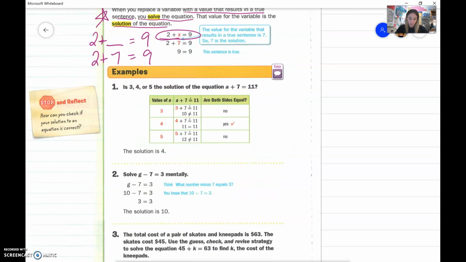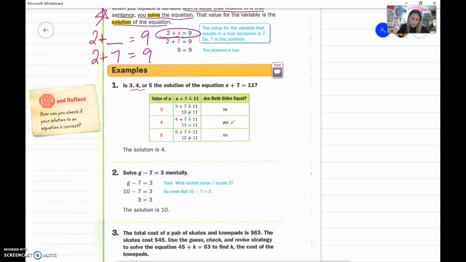So let's take a look here. It says, is 3, 4, or 5 the solution to a plus 7 equals 11? So it's saying, is 3, 4, or 5 the answer? Well, let's check out 3. All right. What is 3 plus 7? 10. Does 10 equal 11? No. That is not right. So 3 is not an answer. So now we try it again.